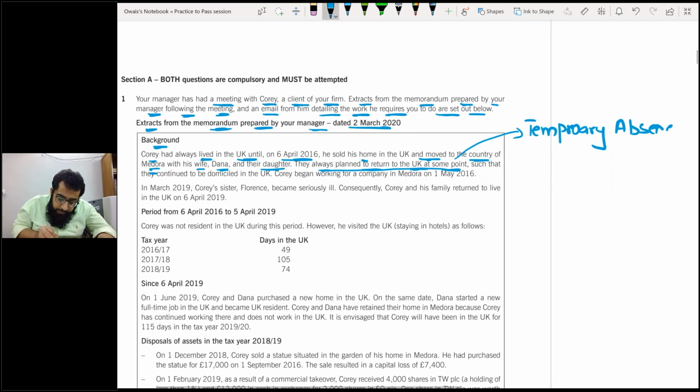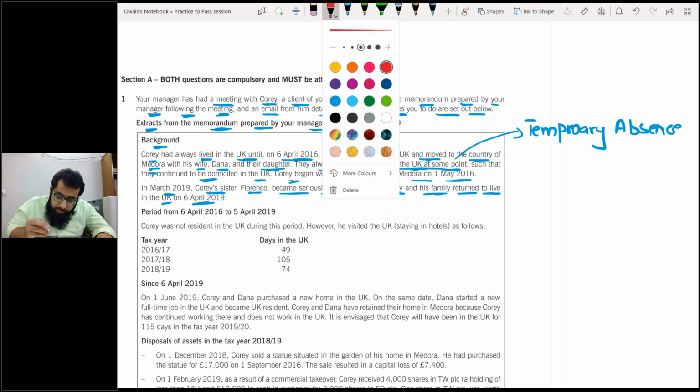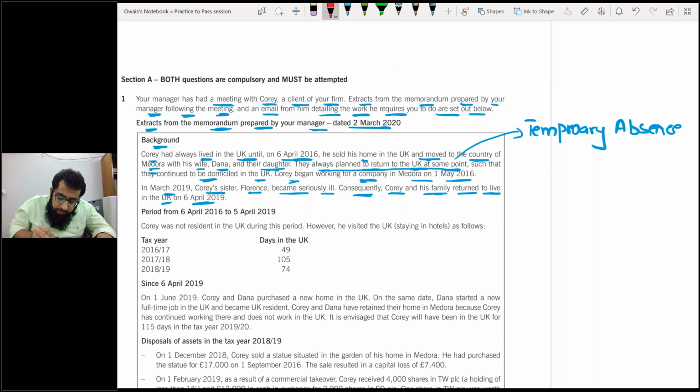Now, such that they continue to be domiciled in UK. Corey began working for company in Medora on 1st May 2016. In March 2019, Corey's sister Florence became seriously ill. Consequently, Corey and his family returned to live in UK on 6th April 2019. Now, if you listen very carefully, they had always lived in UK until 6th April 2016, when they left UK.